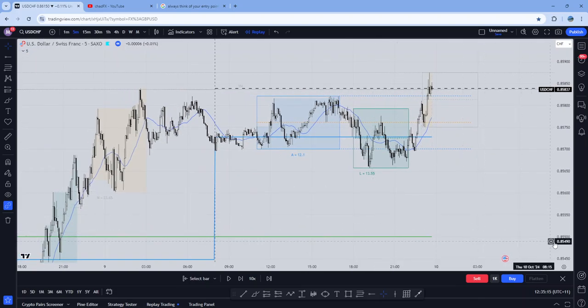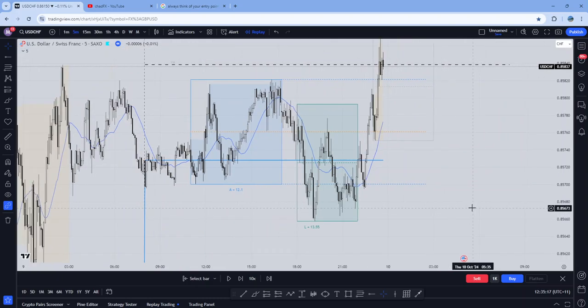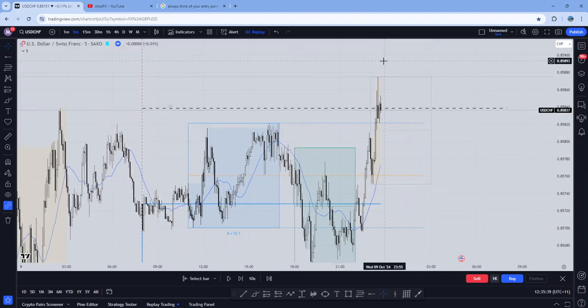This one was a bit tricky because price came down into London and then shot up, and you could have entered here. You could have entered on the closing price just below the EMA, or you could have waited for the gap time of New York to go long to target yesterday's high.